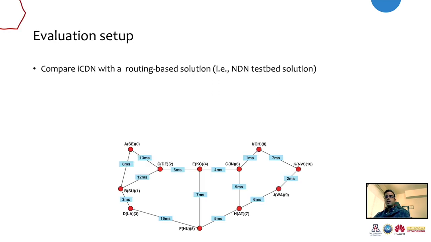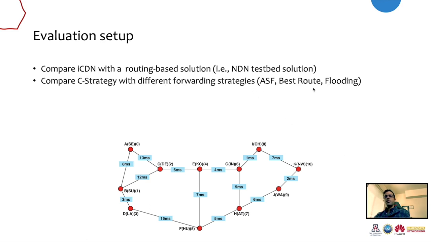To evaluate iCDN's performance, we compare it against the most common networking solution in NDN, which is using a routing protocol to populate the FIBs, and after that, using a forwarding strategy to choose the next hop from the FIB at any given time. Because this solution is adopted by the NDN testbed, we refer to it as the testbed solution. We compare C strategy in iCDN with ASF, best route, and flooding strategies in the testbed solution.